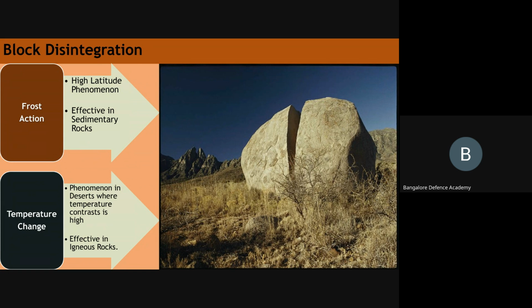So the next one is because of the contrast in temperatures, the rock will expand in the morning and compress in the night. Expand in the morning, compress in the night. So what will happen after some time? The rock will break, which is called effective in igneous rock because of temperature change. One is frost action in sedimentary rock in high latitude regions. Another one is in deserts or regions where the temperature contrast is more, and it will be effective in igneous rocks. Okay, so it is done. The remaining will be discussed tomorrow.